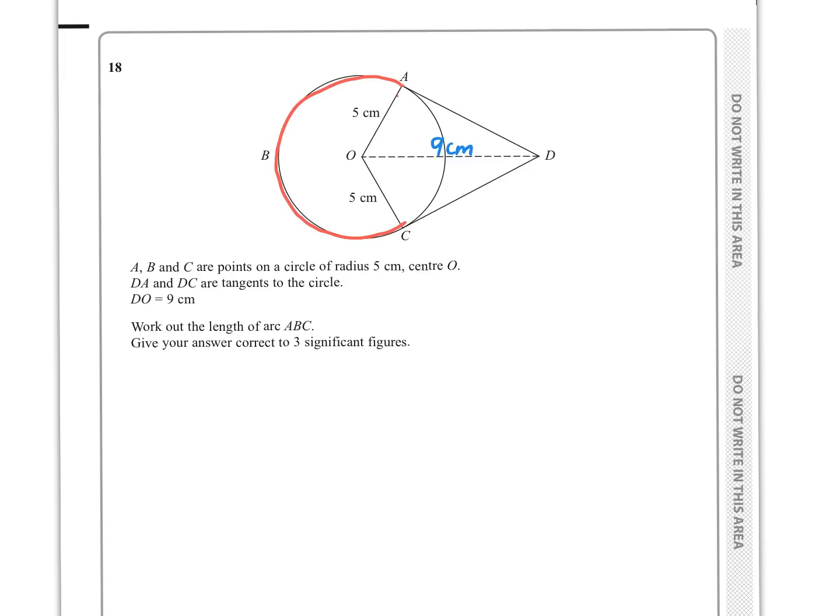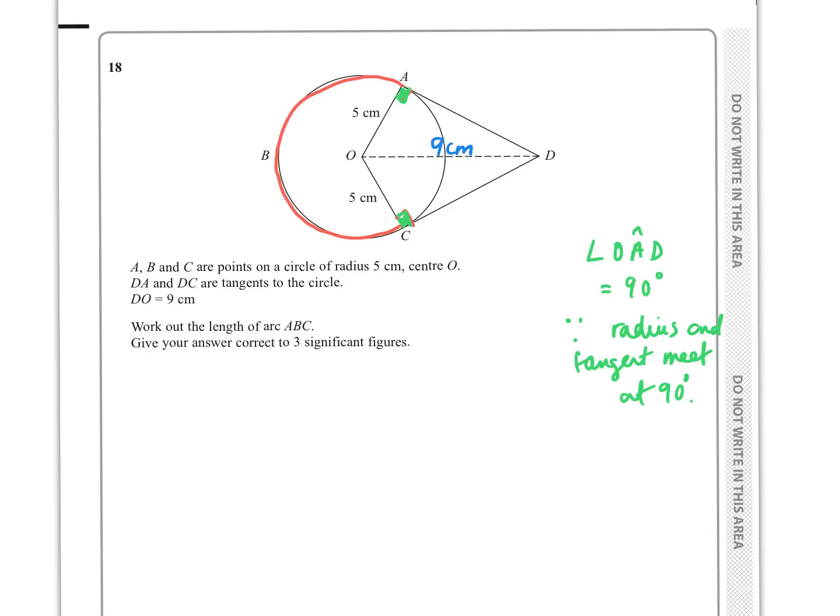So it seems to me that these are obviously right angles, and you can write that reason down. Angle OAD equals 90 degrees because the radius and tangent meet at 90 degrees, or the angle between a radius and tangent is 90, something along that nature. Make sure you state that. It's one of the circle theorems.